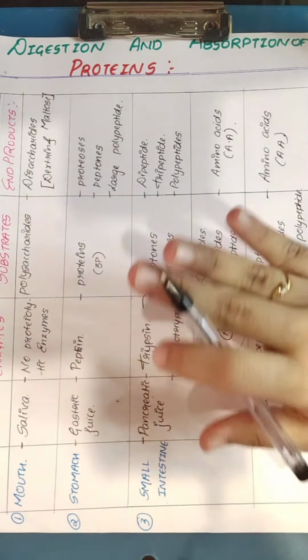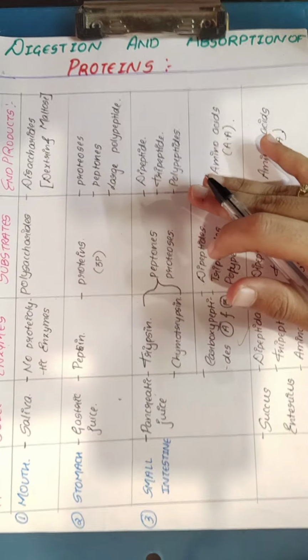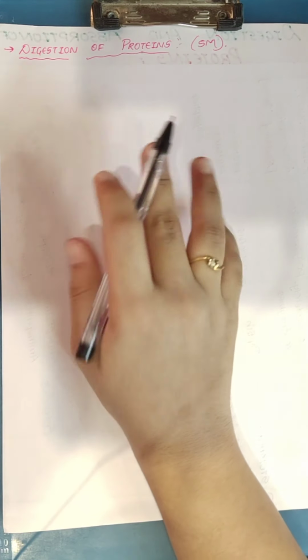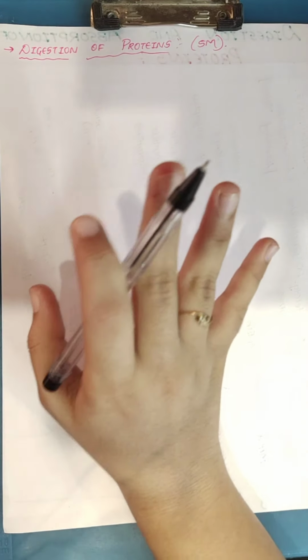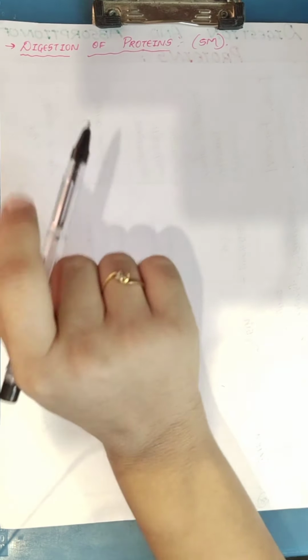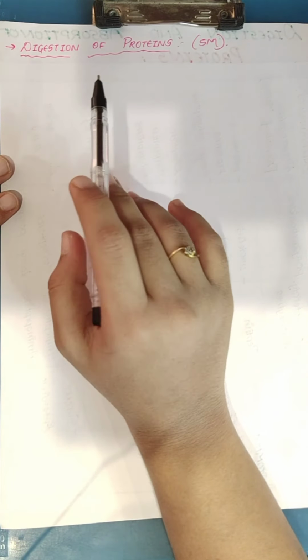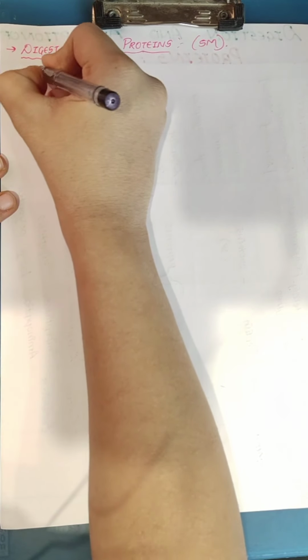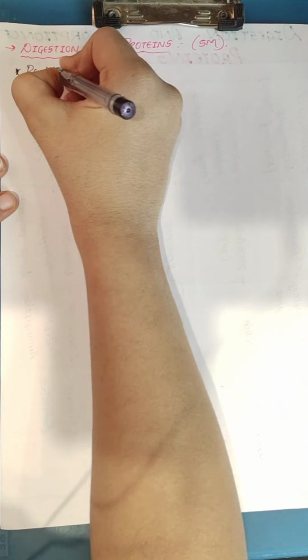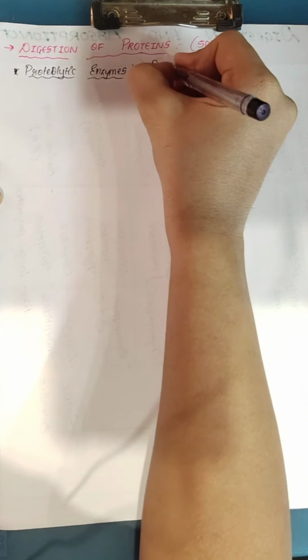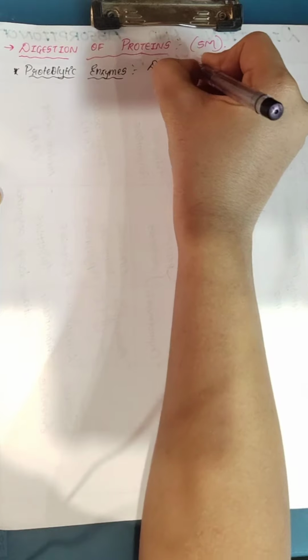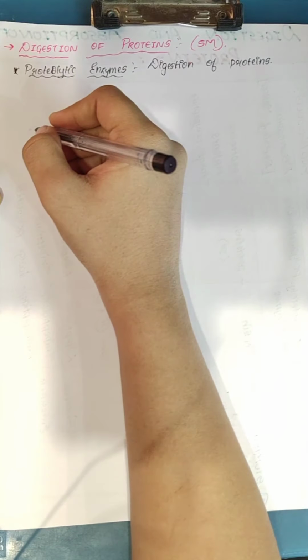Now we'll move on to the detailed explanation of digestion of proteins. In the digestion of carbohydrates, the enzyme was called amylolytic enzyme. In the digestion of proteins, the enzyme involved is called proteolytic enzyme. So what is proteolytic enzyme? Proteolytic enzymes are the ones which help in the digestion of proteins.